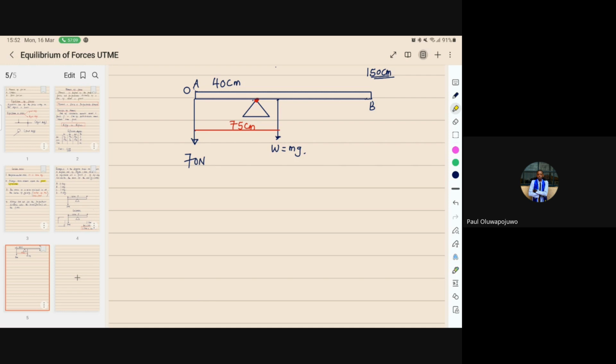Now, imagine you are holding it this way, and the force is now on the left-hand side. You see what will happen? If it's on the left-hand side of the fulcrum, what will happen?